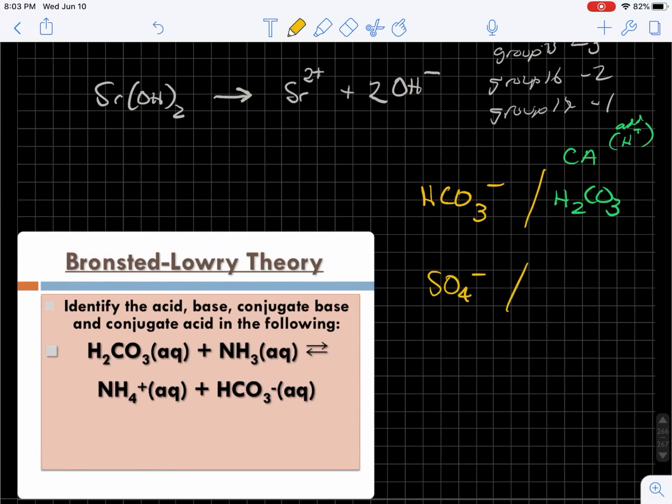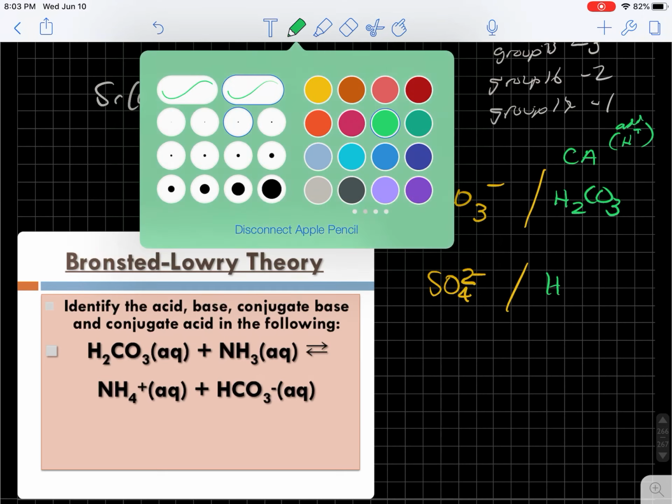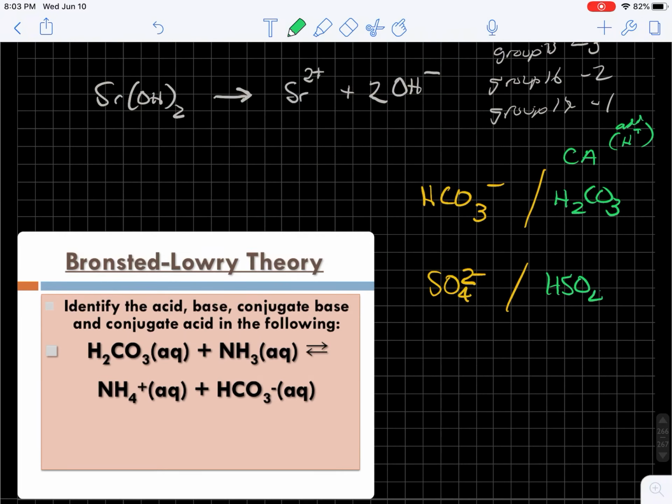If we have sulfate, what is the conjugate acid of sulfate? Again, you just add an H+ to it. Sorry, sulfate is SO4 2-. This becomes hydrogen sulfate, HSO4-.